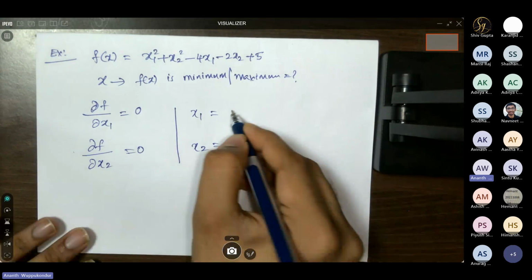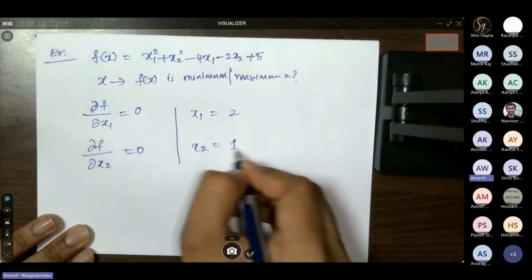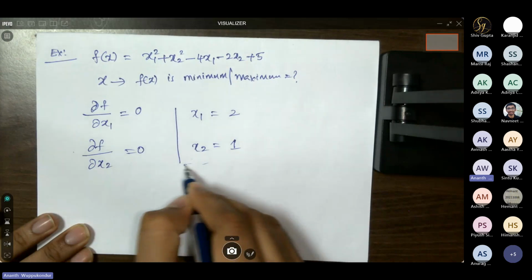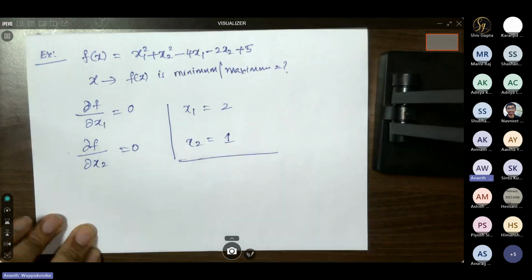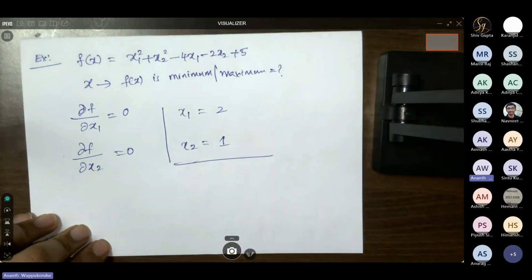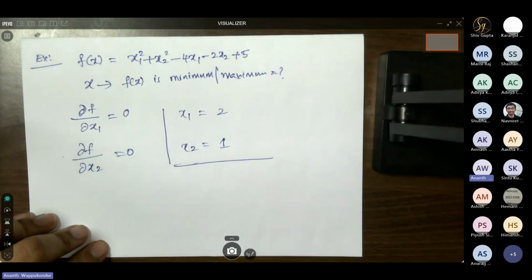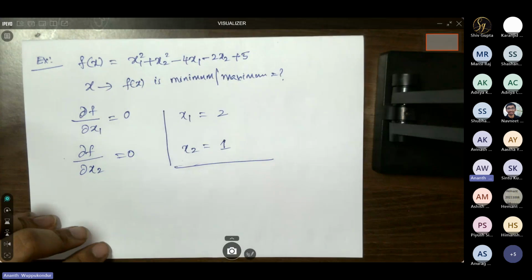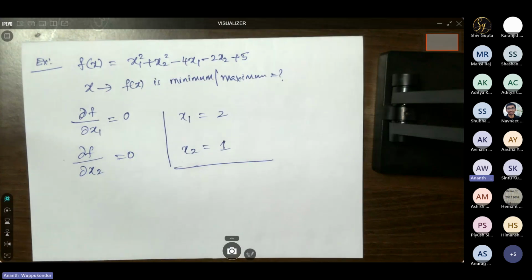So you would get x1 as 2 and x2 as 1. So this would be the solution where f of x would be either minimum or maximum. Now, of course, whether it is minimum or maximum, how do we determine that? That depends on the shape of the function f of x, whether it is concave or convex. And there is also a process to determine whether the function is concave or convex, but we are not going to look at it right now.